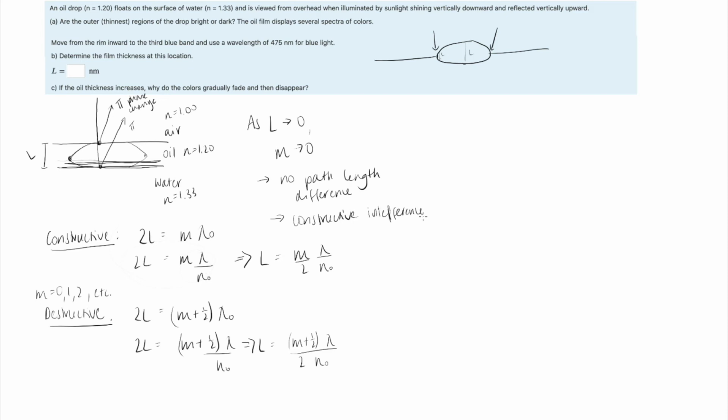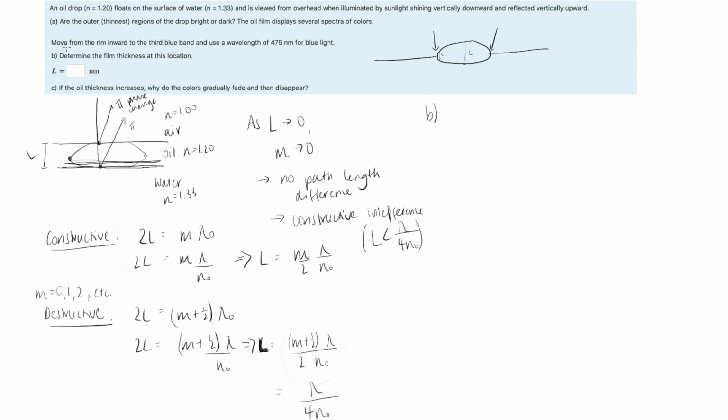Because, remember, for destructive interference, this has got to be our condition. So as m approaches 0, the width of the oil drop, or the path length difference, is going to approach a quarter of the wavelength of light in air. But this is actually going to be smaller than that because we're approaching 0. So part A is the outermost edges are going to be bright.